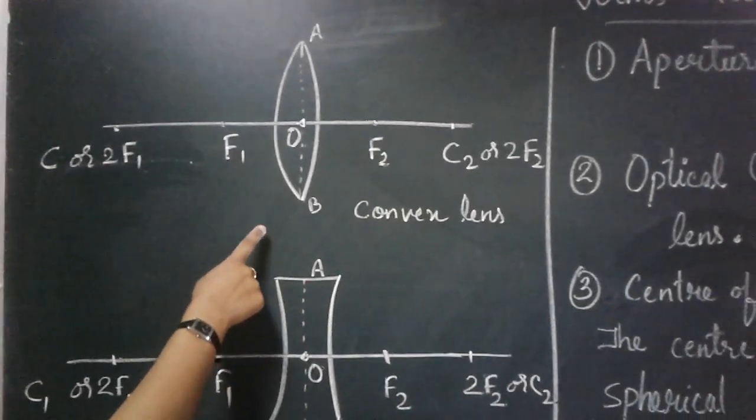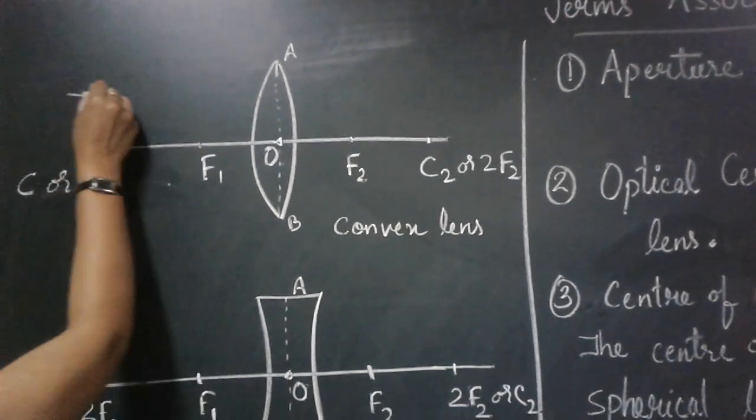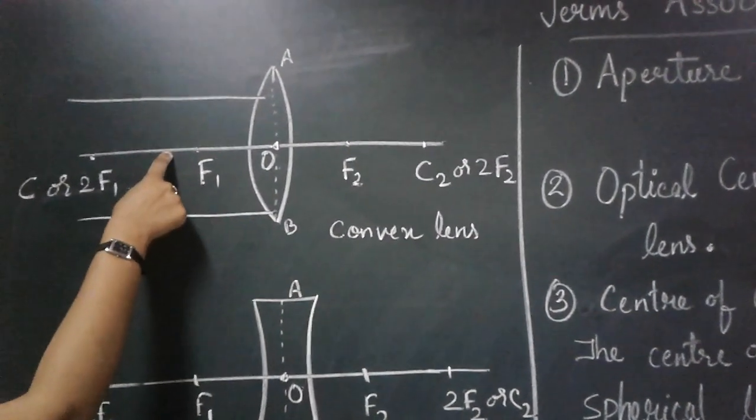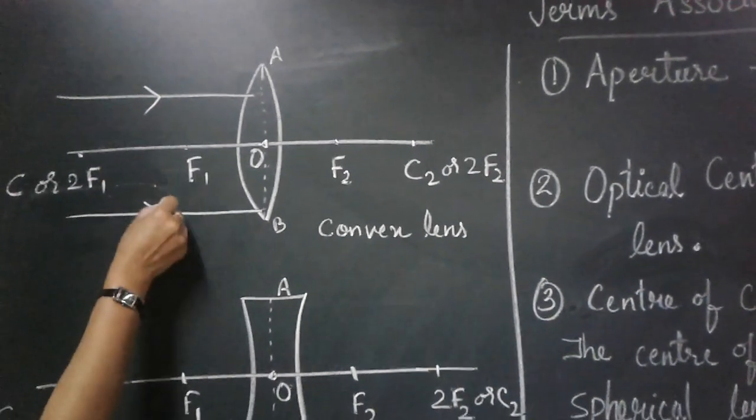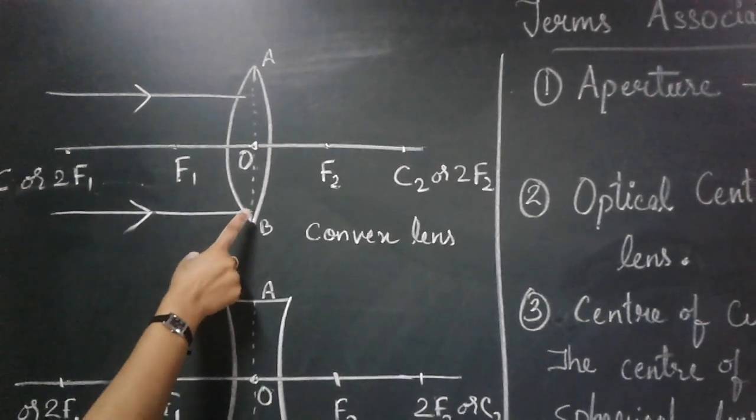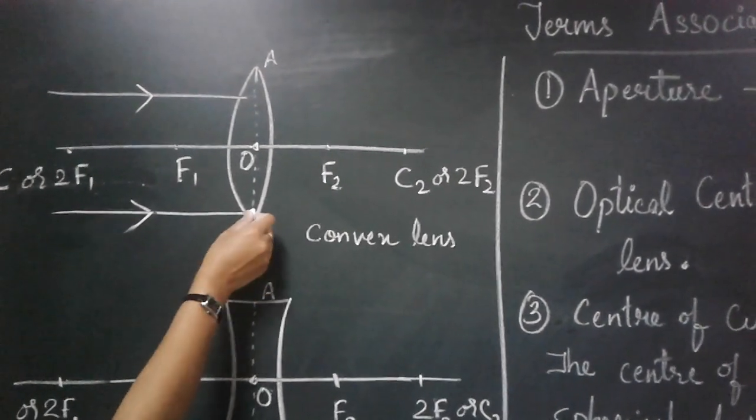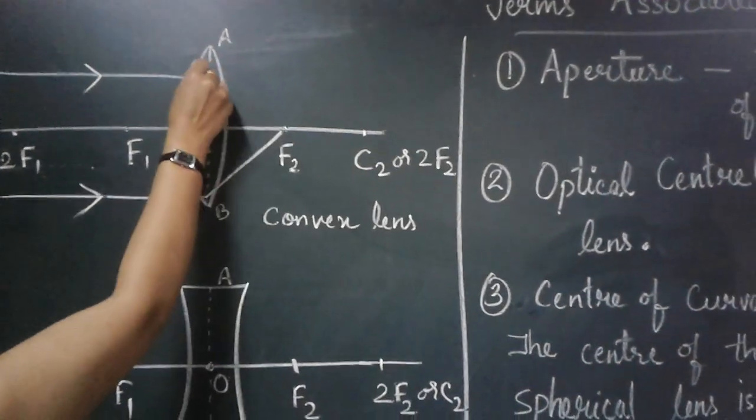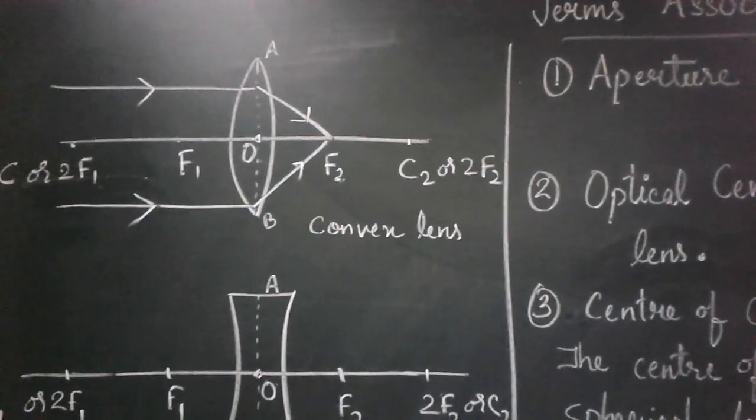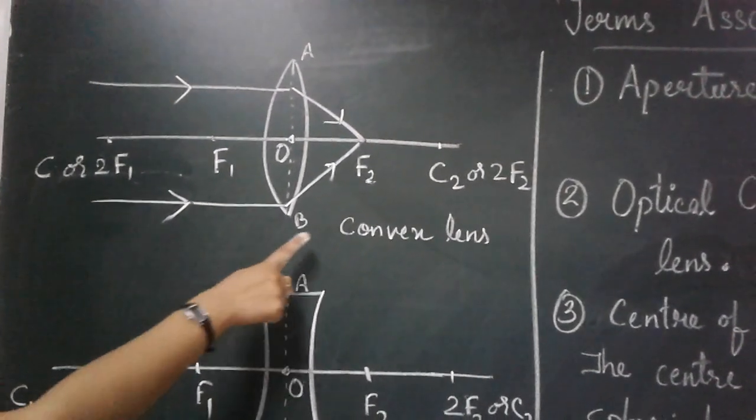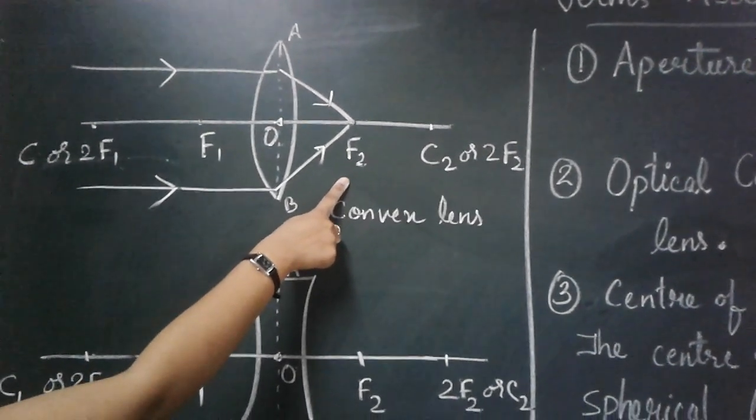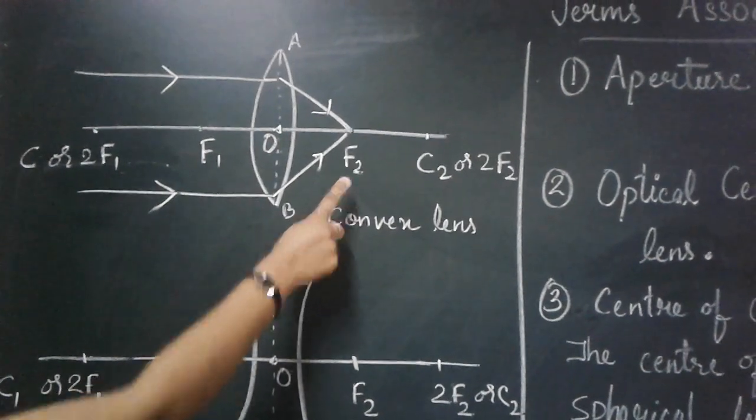Here you can see a convex lens, and when the rays are parallel, they will be parallel to which particular thing? They will be parallel to the principal axis. So these incident rays, when they come parallel to the principal axis, after refraction they are going to bend. And where do they bend? They bend toward the focus. Since this is a convex lens, whose another name is also converging lens, it bends toward the focus F2. So this particular point is known as the principal focus of a convex lens. So F2 is known as the principal focus of the convex lens.